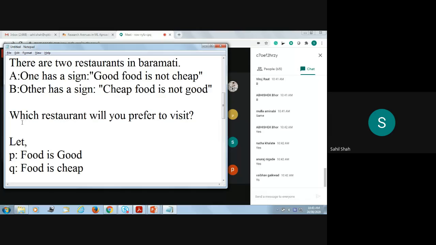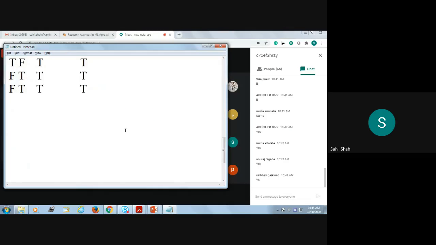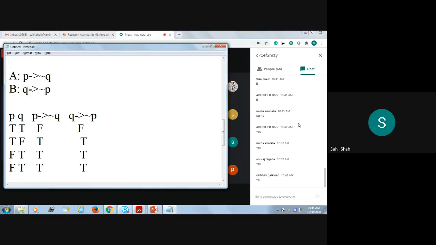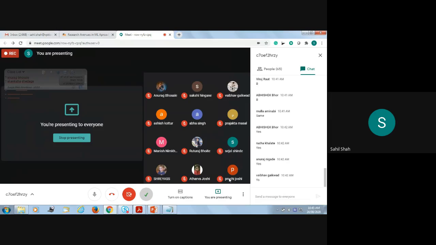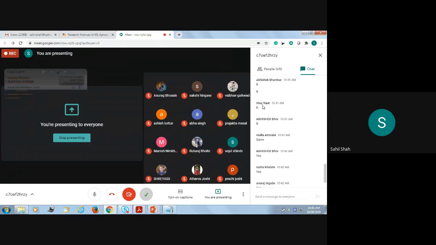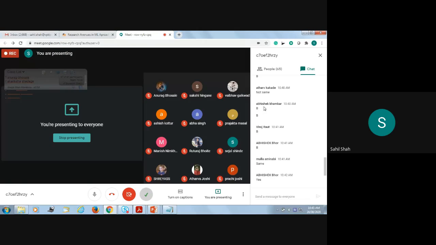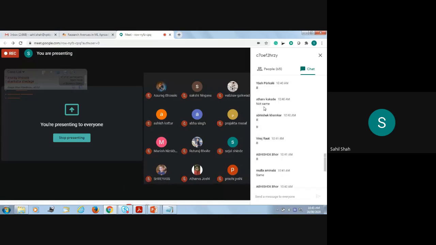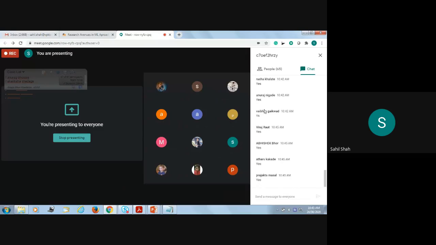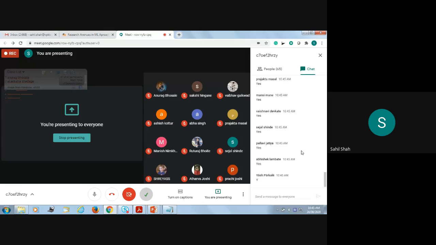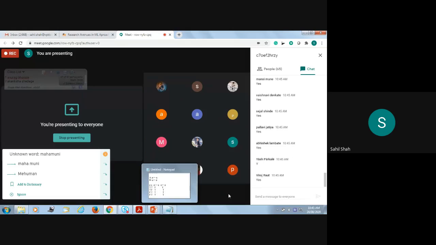That means both of the statements are exactly same. So your answer will be you would prefer any of these above restaurants as both of the signs are trying to convey the same meaning because of logical equivalence. Am I clear? Is it fine? Those who were saying B, whether your doubt is resolved, why not B? You could have A as well because they are having one and the same meaning using the logical equivalence. Viraj, is it clear? Yes, she's saying yes. Okay.